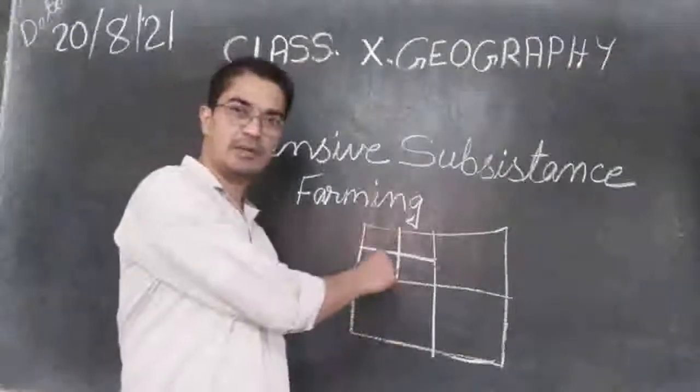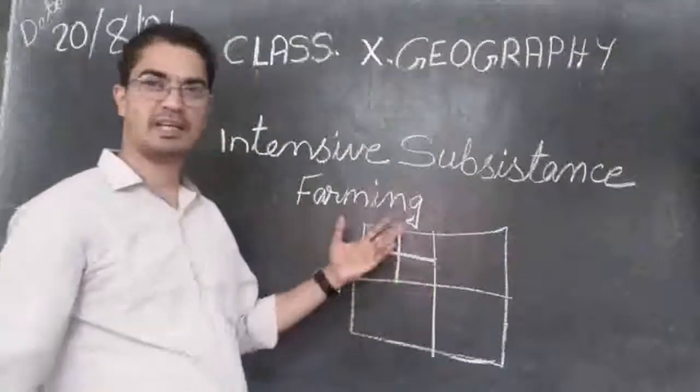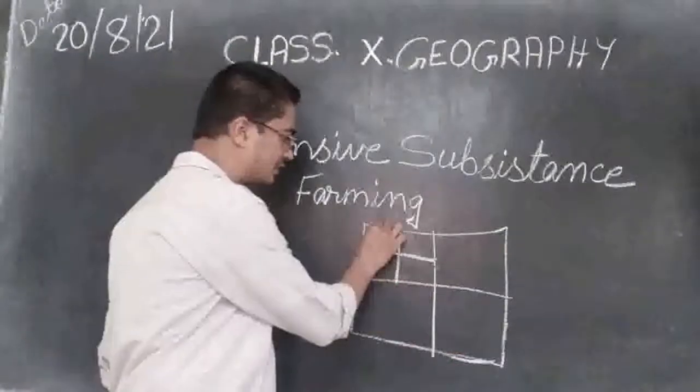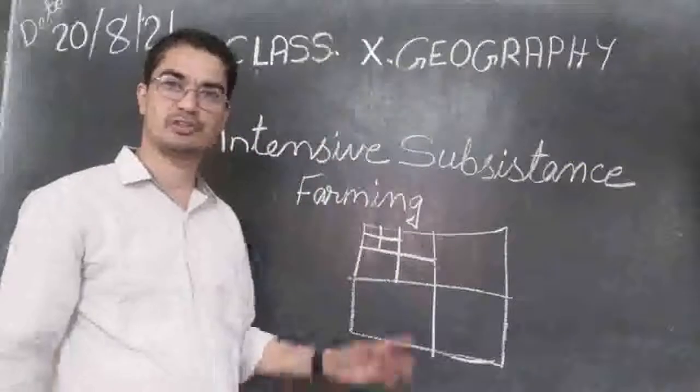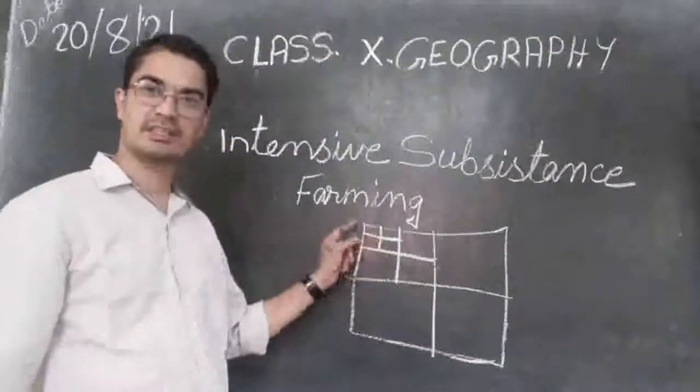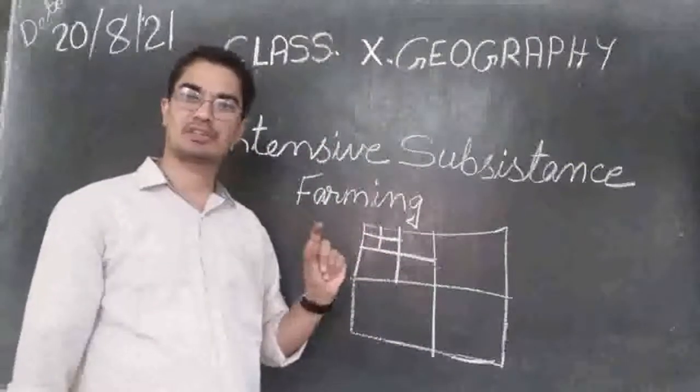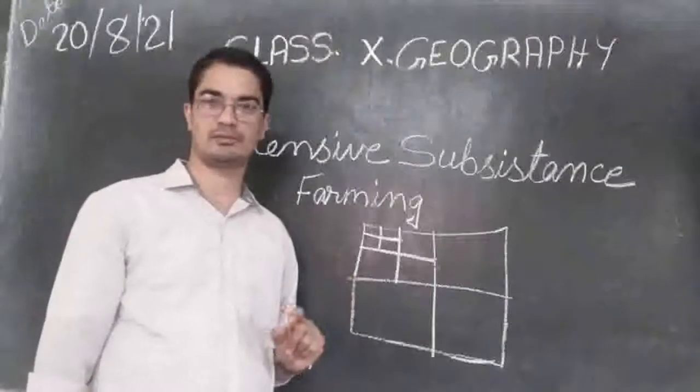He and his family have to get food from this small piece of land. And again, if he gets married and he has got 4 sons, what happens? The land will be divided again into 4. You see, after a few generations, the land becomes smaller and smaller and smaller.